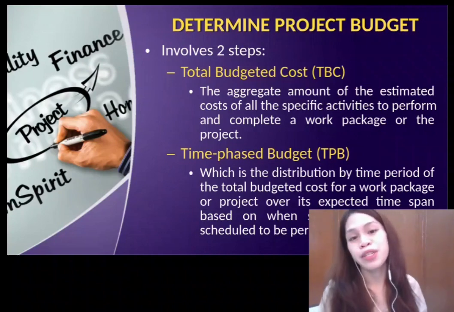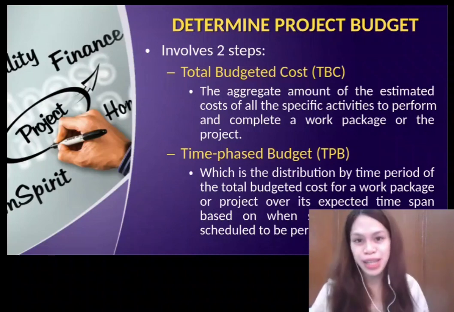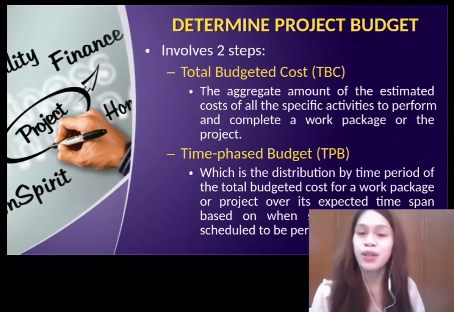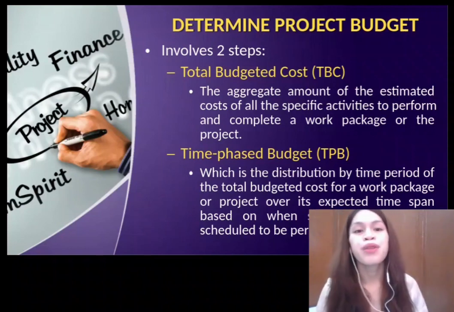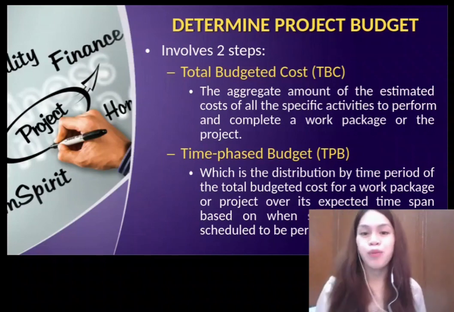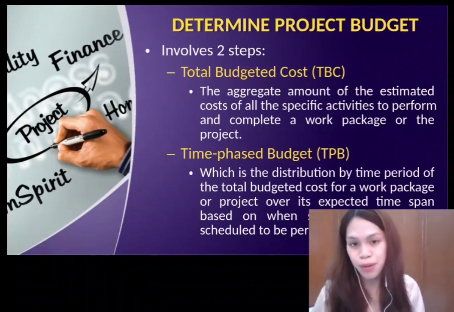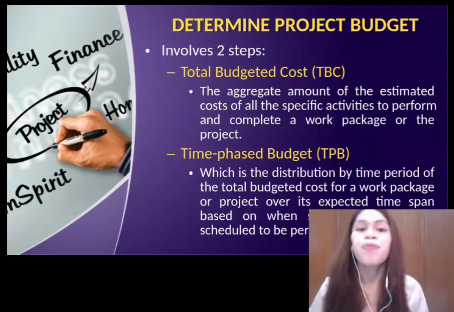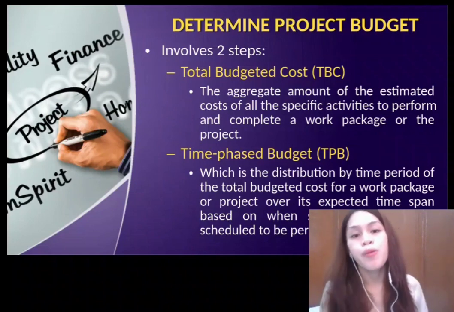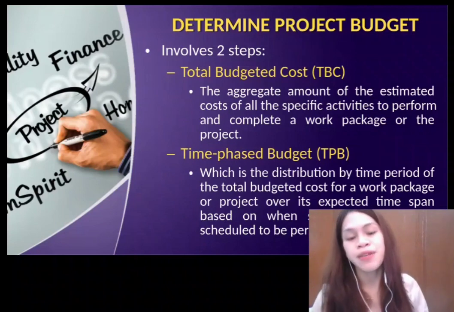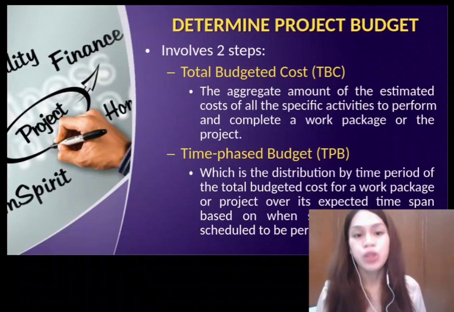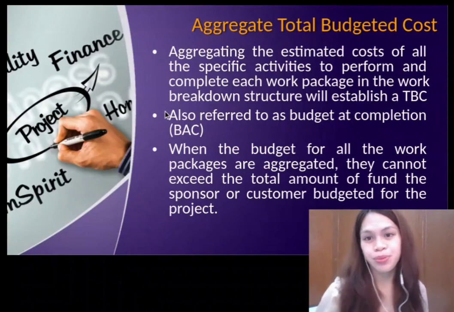So, determining the project budget involves two steps. First, we have the total budgeted cost, which means the aggregate amount of the estimated cost of all the specific activities to perform and complete a work package or the project. Second, we have the time phase budget, which is the distribution by time period of the total budgeted cost for a work package or project over its expected time span based on when specific activities are scheduled to be performed.